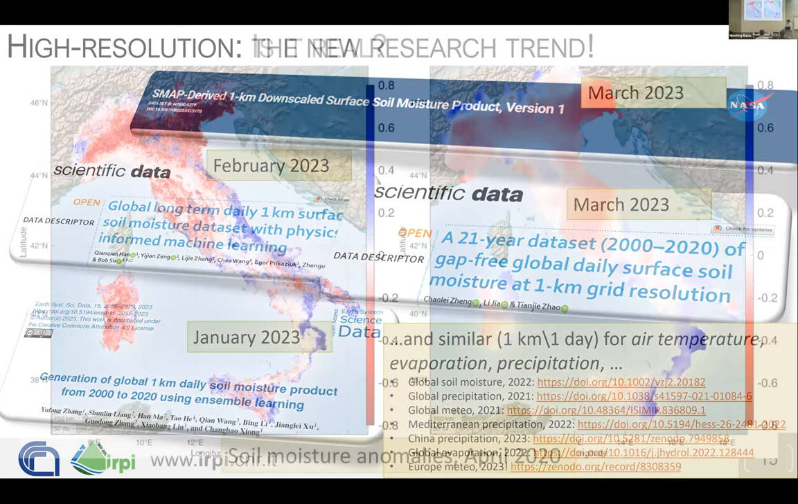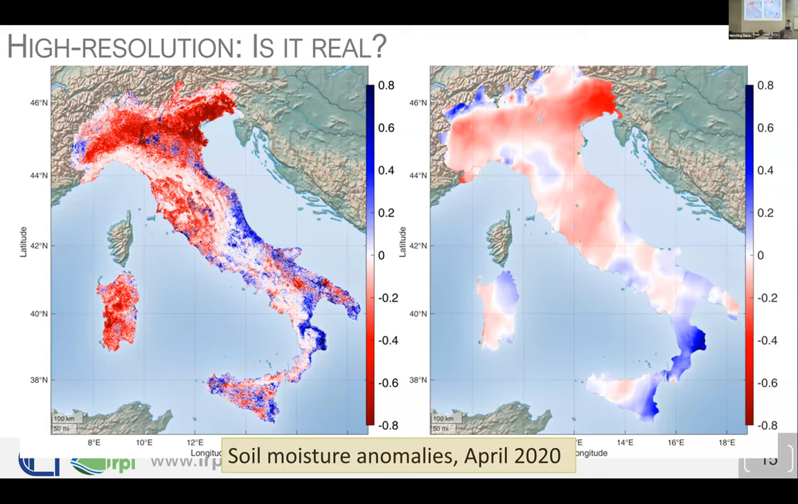And if you look at the data, sometimes you see something like this. This is an anomaly map for a monthly time scale for the same month, April 2020. On the left and on the right, there are 2 products that are supposed to be 1 kilometer resolution. The overall pattern is more or less similar, and here there are some artifacts, but apart from the artifacts, you can see that the resolution of the map on the right is not 1 kilometer. Either this one is not 1 kilometer, or that one is noisy. But this happens many times. You can see these kinds of things. This is for soil moisture.